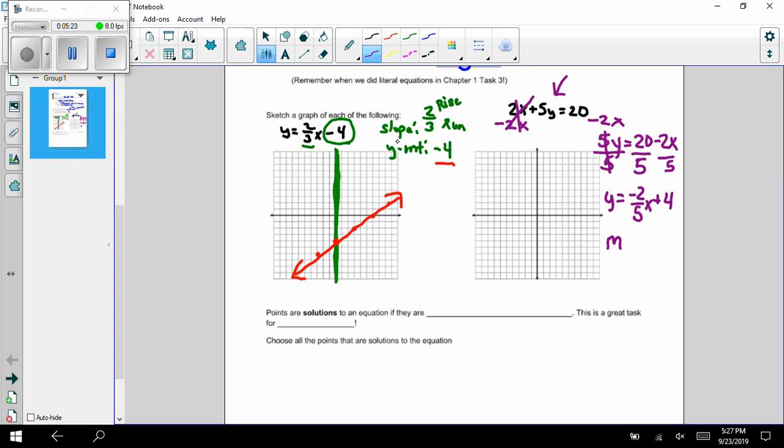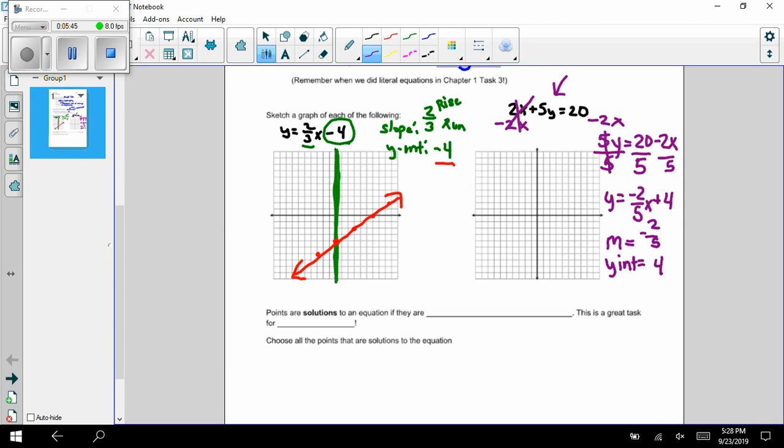Another way to write the word slope is m, and y-intercept. The slope is the number before the x. So in this case, I have a negative 2/5. Make sure you take the negative with it. And the y-intercept is whatever's being added or subtracted at the end. Since it's plus 4, that means I have a positive 4.